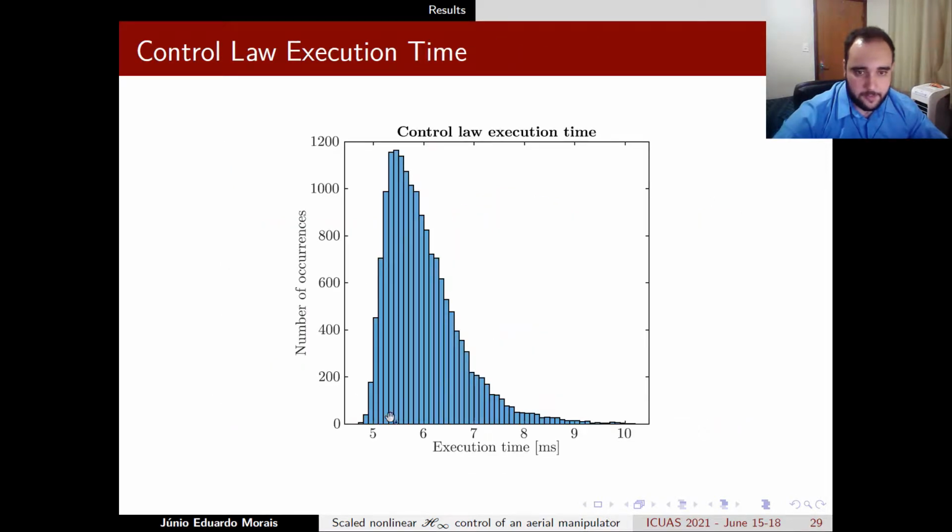This graph shows a histogram of the time necessary to compute the control law, and it's very important to note that most of the computation is done under 7 milliseconds, and even the worst case is done under 11 milliseconds. This is very important because the slowest component in the system are the servos intended to be used in the manipulator joints, and they can only be updated at steps of 12 milliseconds. Therefore, our control laws showed satisfactory computational performance and can be implemented in the real system.